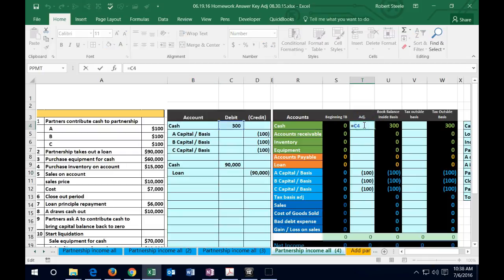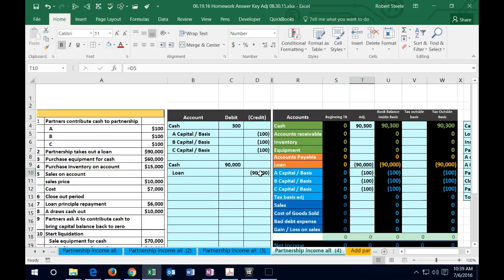I'm going to double click on it, go to the end of it, plus there's the 90, bringing the cash up to 90,300. Same for the book, same for taxes, no adjustment needed. On the loan side, here we're going to be down here in the loan, the credit equals the 90,000 and enter.